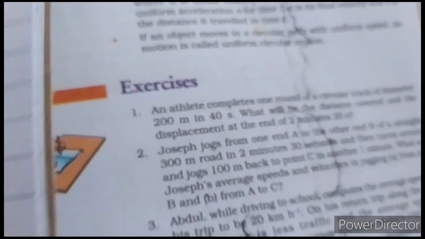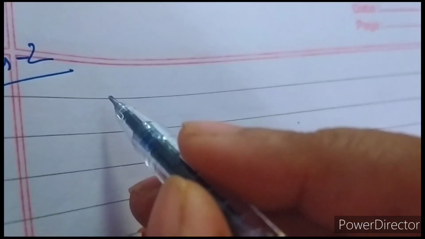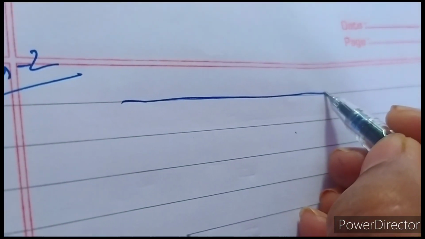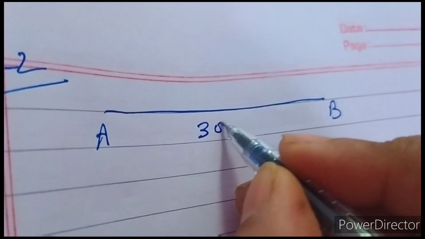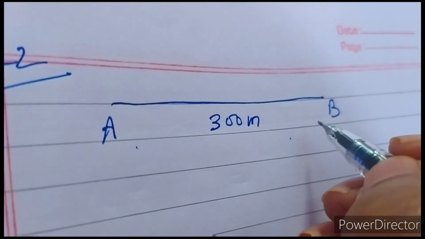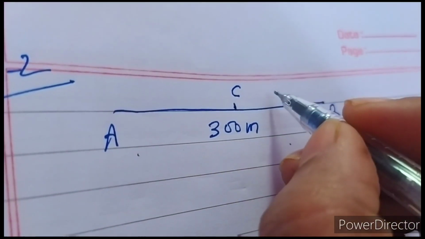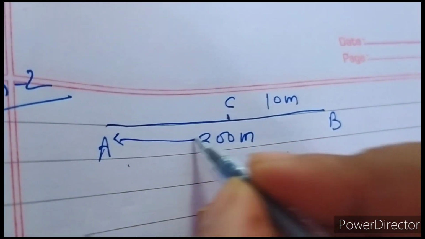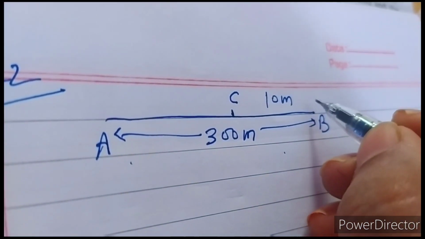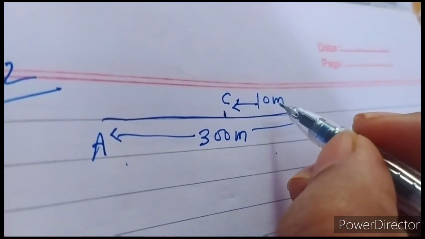So again here we will first draw a diagram. So let's come here and we'll draw a diagram. We'll draw a straight line from A to B. That is, from A to B the total distance is 300 meter. Joseph jogs from A to B, that is 300. And now when he returns back to point C, that is 100 meter. So this distance is 300 meter A to B, and B to C is 100 meter.